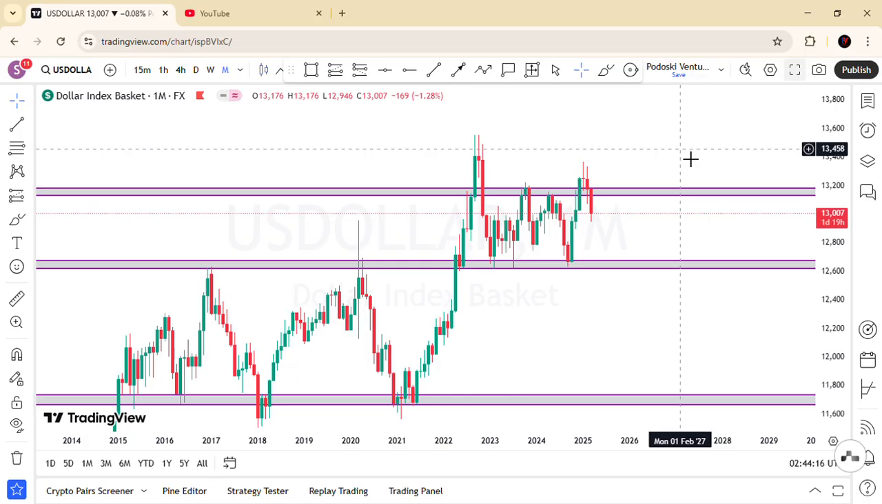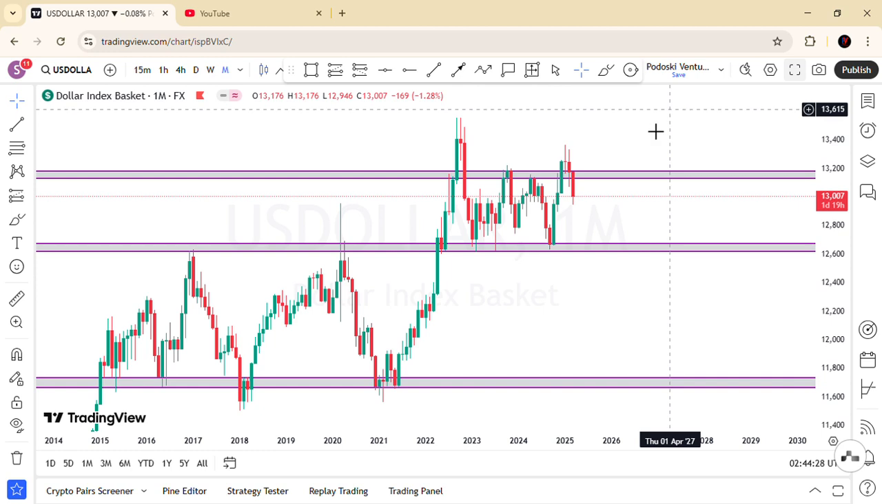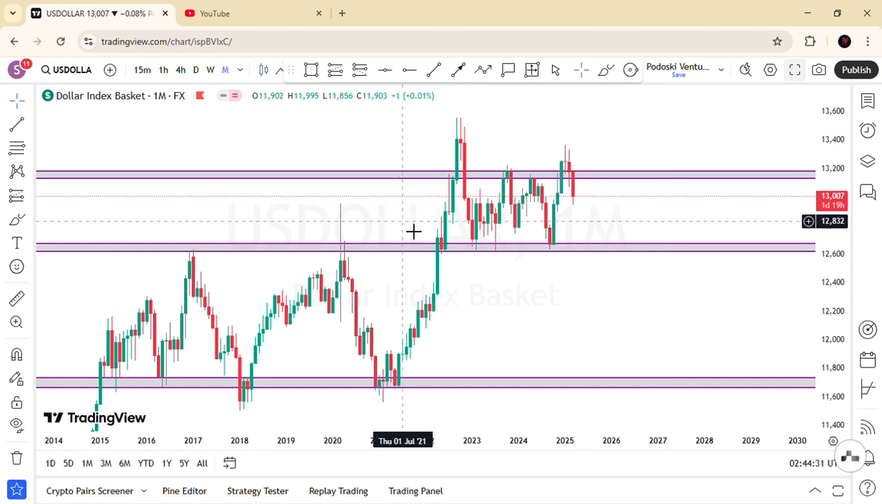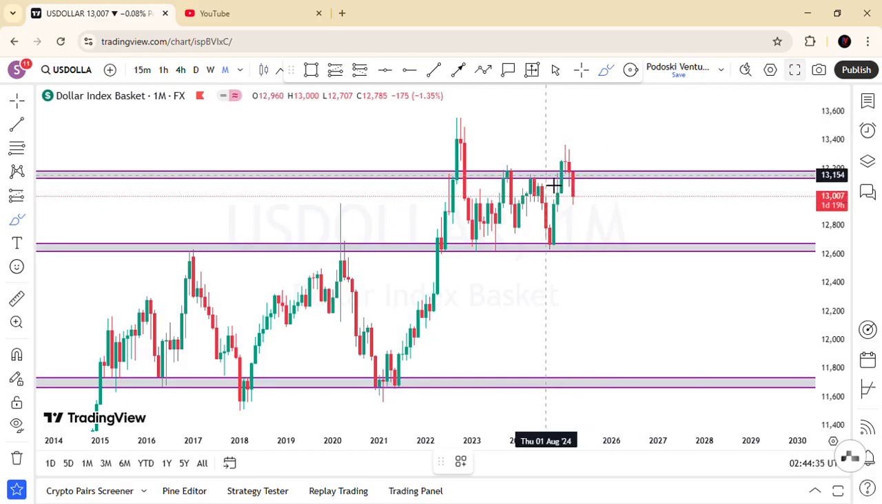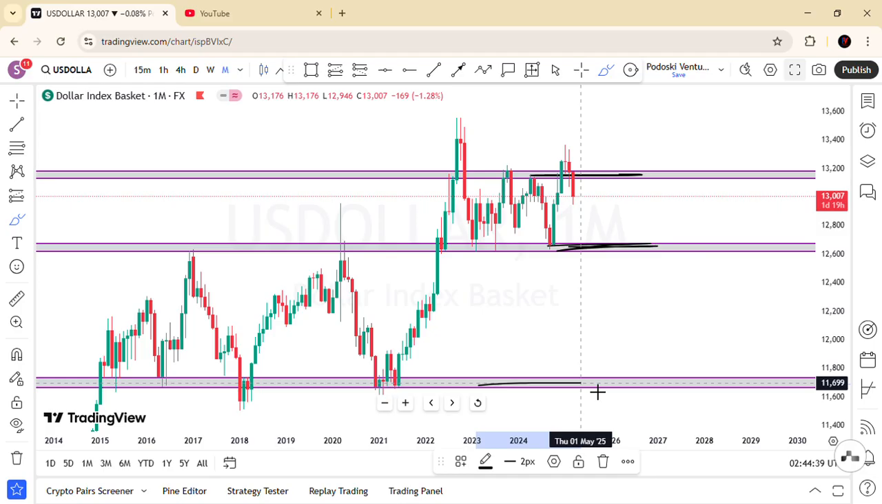So yeah, let's get into it. The first pair on the list today is DXY, the US dollar index. So let's get into it and get it done. Here on the US dollar index, I'm starting from the monthly time frame. On the monthly time frame, I have my monthly supply zone, my monthly midway zone, and my monthly demand zone.